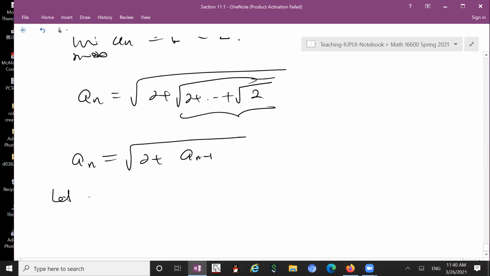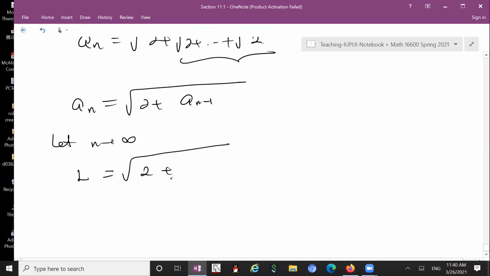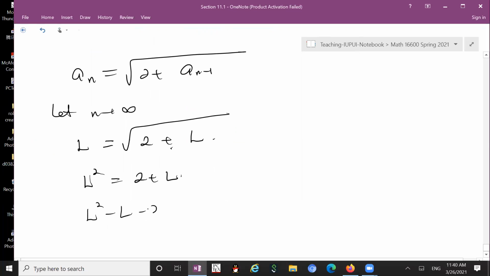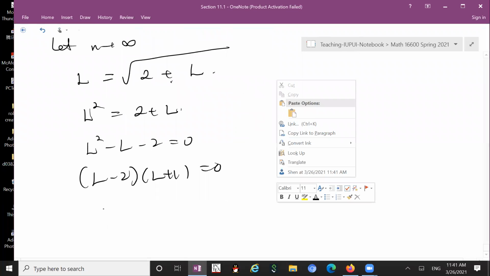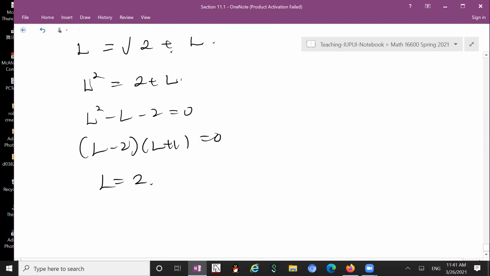Okay, let n go to infinity. So you get a_n approaches L. a_(n-1) also approaches L. Then I can solve for L. So L squared equals 2 plus L. So L minus 2 times L plus 1 equals 0. L cannot be negative, so L must be equal to 2. So now it's clear that the limit of a_n equals 2.